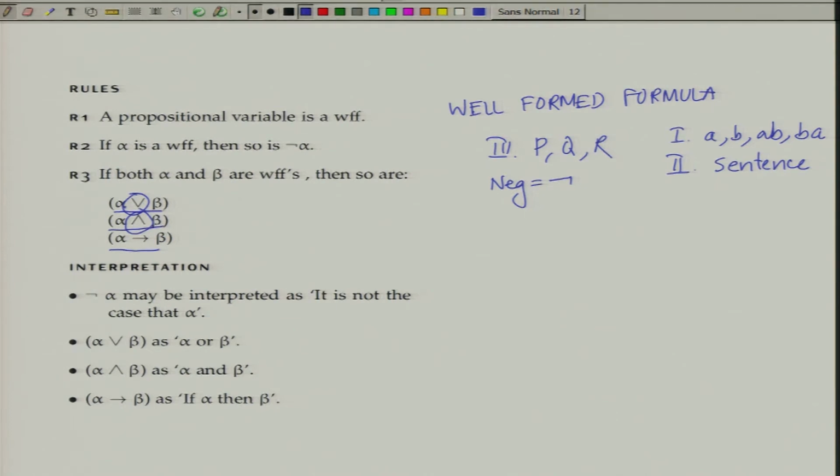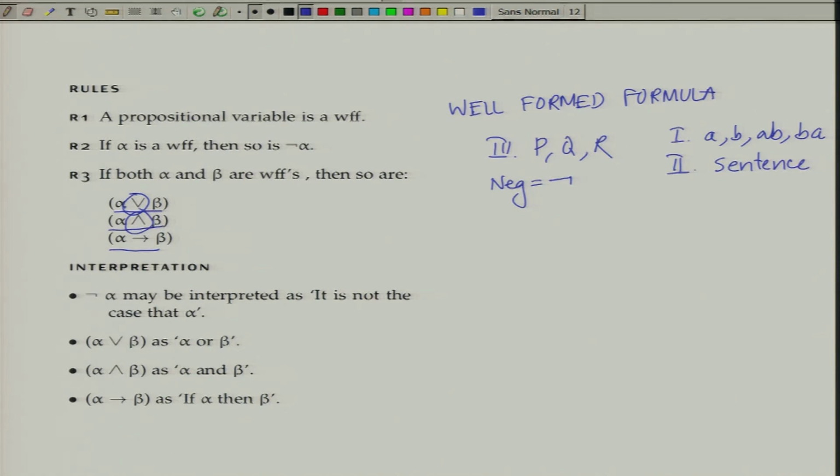Neg alpha may be interpreted as it is not the case that alpha. So we can say it is not the case that Ram hits the ball, which denies some kind of an assertion. So what does it do? It changes the truth value of the declarative sentence or of the proposition it takes.